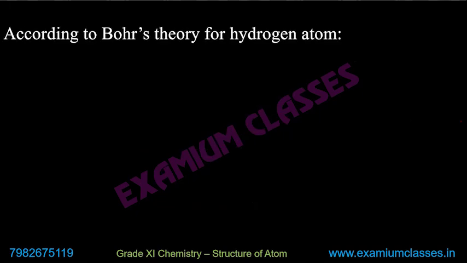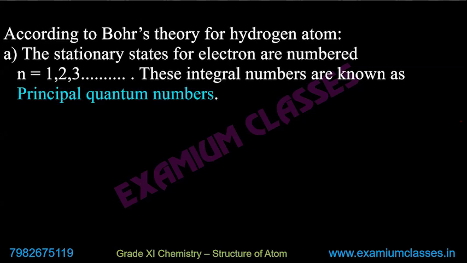According to Bohr's model of the hydrogen atom, now these are the points which are asked also as 2 marks questions, and these points are used also. The first point is the stationary states of the electron are numbered as 1, 2, 3, etc. And these are known as principal quantum number. In your previous grades 9th, 10th, you know that these are represented as K, L, M, N, etc.